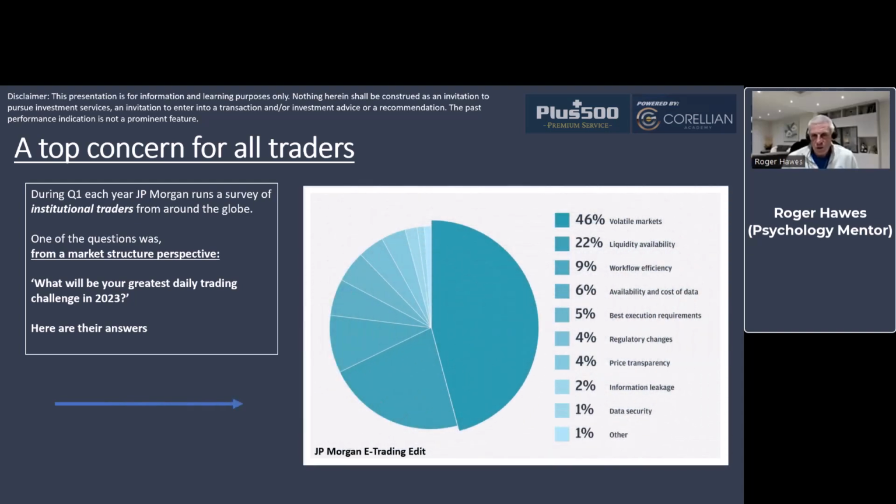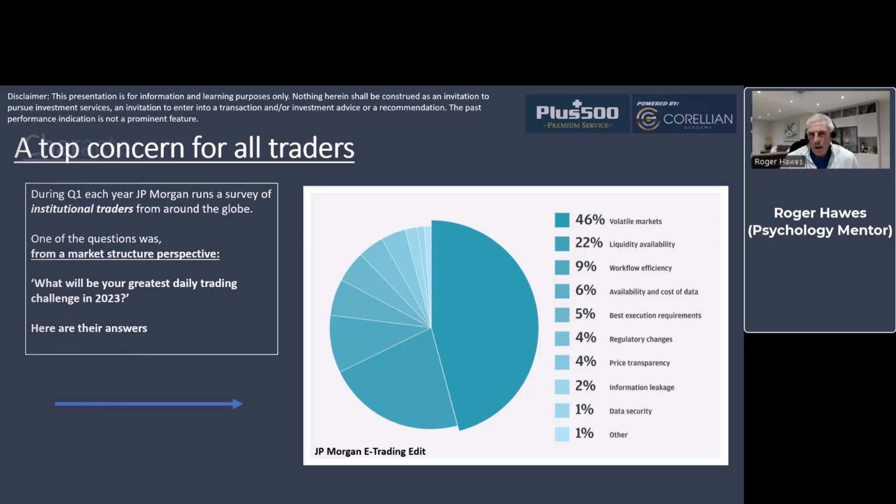And in actual fact, if you look at this survey here done by JP Morgan, surveying a bunch of institutional traders, one of the questions was around market structure. What will be your greatest daily trading challenge in 2023? And as you can see there, 46% of people cited volatile markets. And that actually usurped liquidity as being the key factor in the 2022 survey. They do actually go hand in hand, liquidity and volatility, to be honest, but a resounding vote in favor of volatility as being one of the big problems for the year.